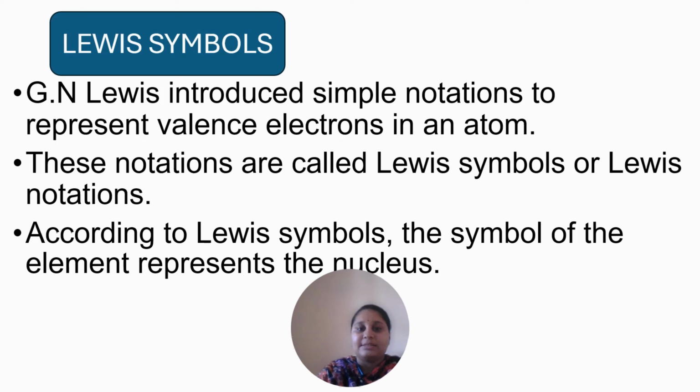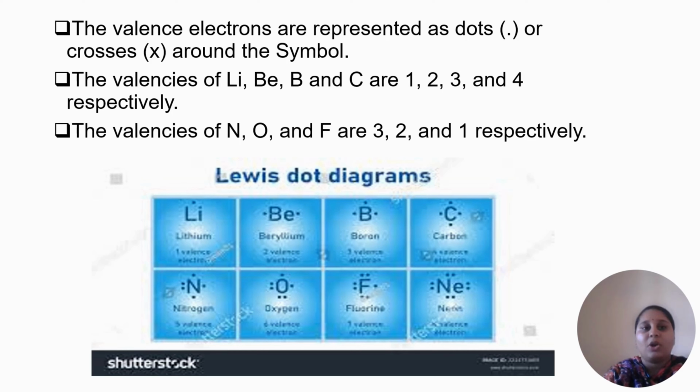See, the number of dots gives the group valency of that element. So the group valency of the elements is equal to the number of dots in the Lewis symbol, or 8 minus the number of dots around that particular element, if you want to calculate it. So 8 is the octet, so it is taken as that.